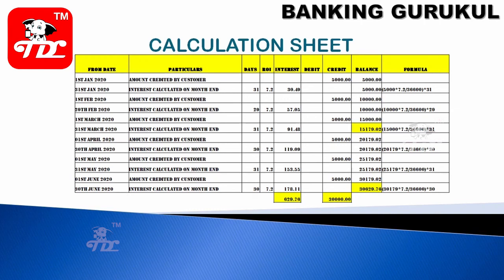So this is the RD account interest calculation. The customer will pay 5000 rupees every month, and interest will be calculated monthly, but compounding will be quarterly, and the rate of interest is 7.2% per annum.